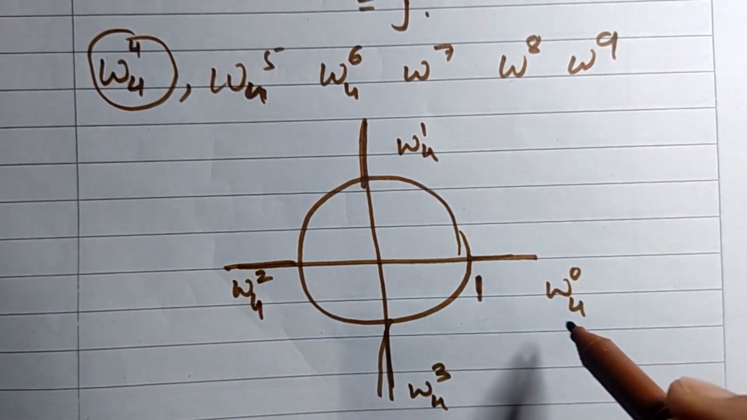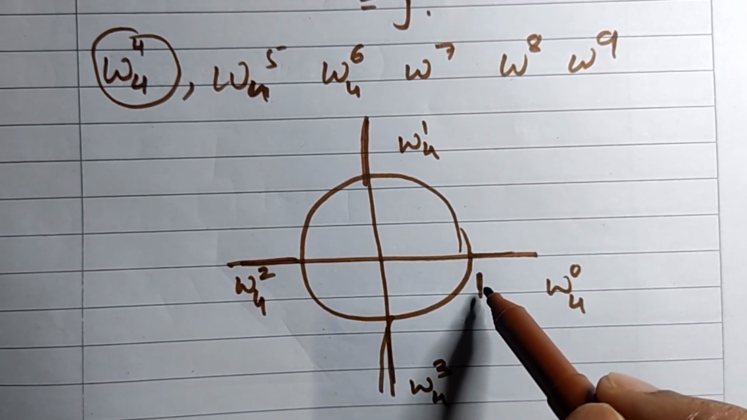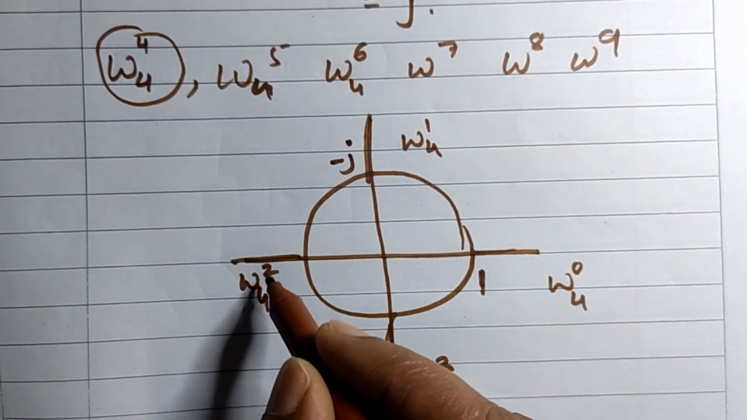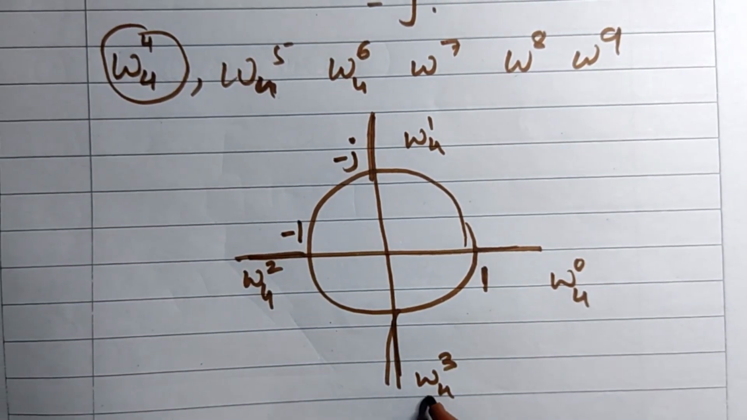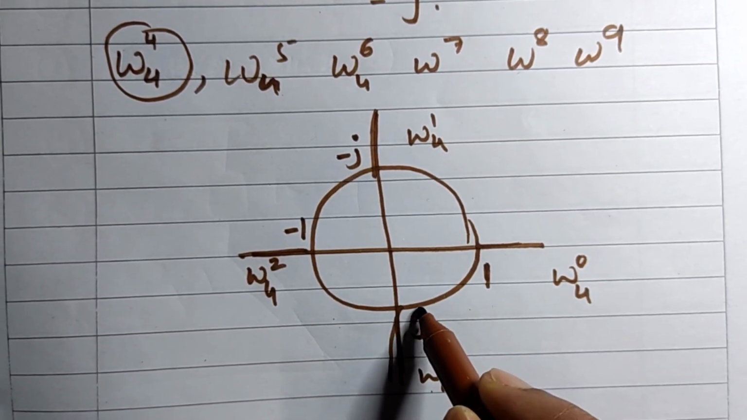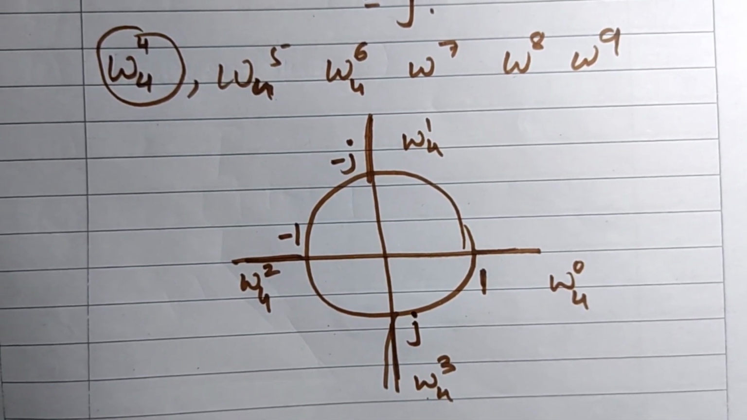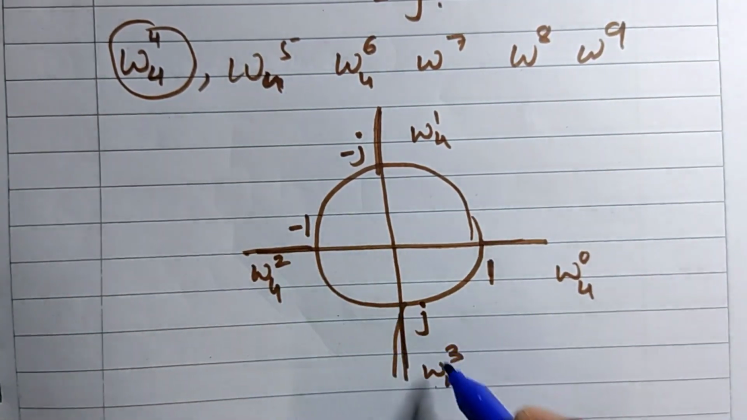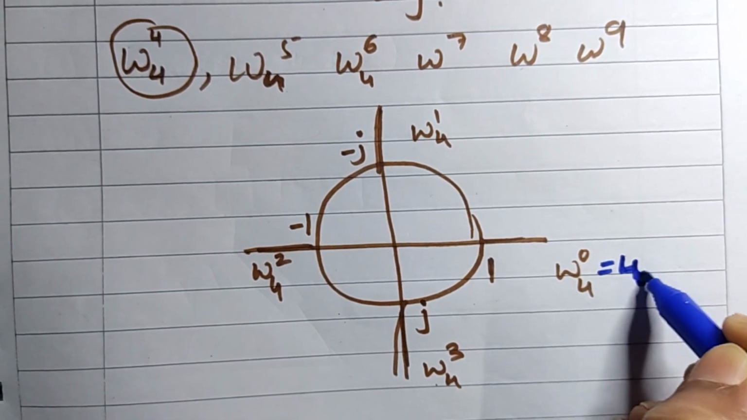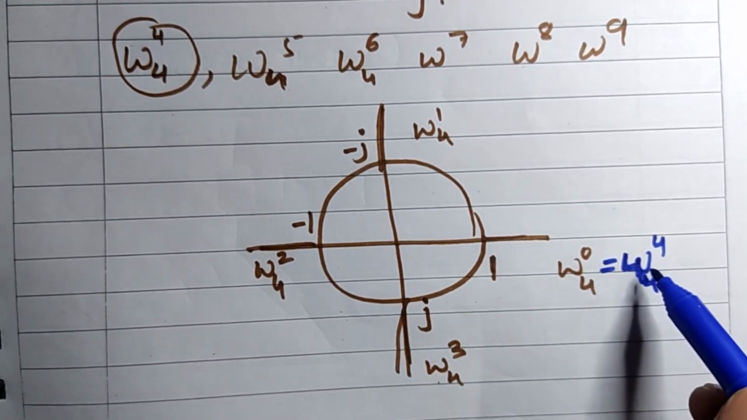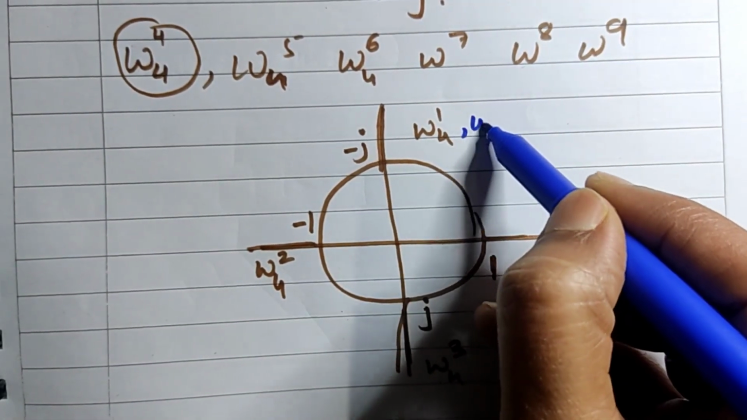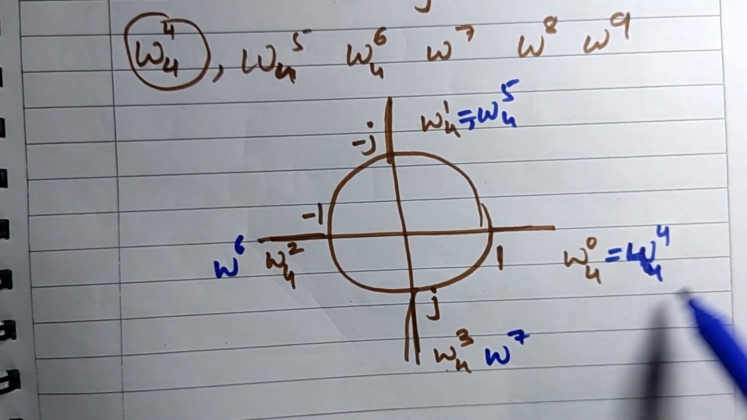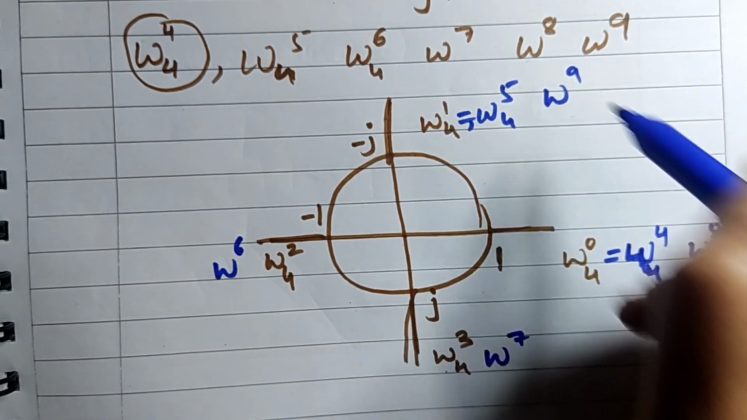Now let us write all these values since we have calculated them. Omega 4 raised to 0 is 1. Omega 4 raised to 1 is minus j. Okay. Omega 4 raised to 2 is minus 1. And omega 4 raised to 3 is plus j. Okay. These values we have written. And how to find further values is like this: omega 4 raised to 0, 1, 2, 3. Then omega 4 raised to 4 is nothing but the same value. So omega 4 raised to 4, omega 4 raised to 5, 6, 7 and 8 and 9.